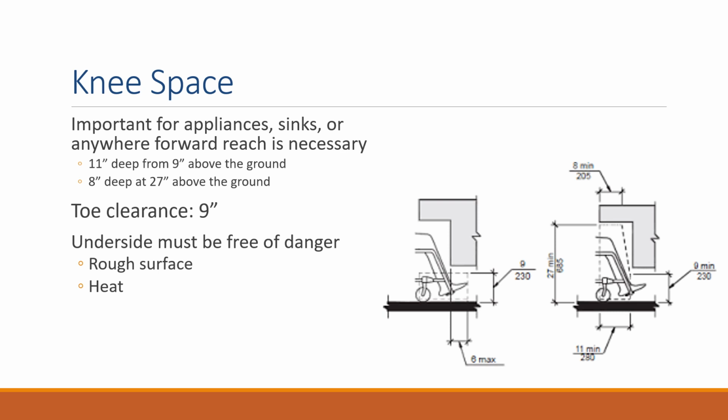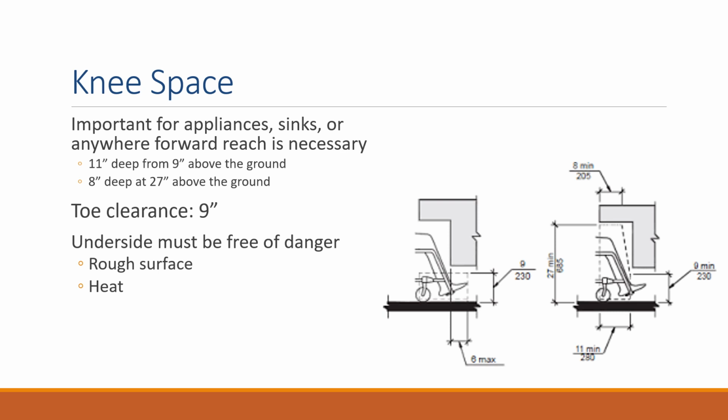You might have seen some sinks in bathrooms that have an angled approach under the sink. This is to help with the knee space when using a wheelchair. The minimum requirement for a knee clearance should be 11 inches deep from 9 inches above the ground. So if you look at this picture, 9 inches above the ground where the toe is should be 11 inches deep, and then at 27 inches above the ground should be 8 inches deep, which allows for that angled approach look. Also consider the toe clearance, which should be clear at least above 9 inches above the ground.